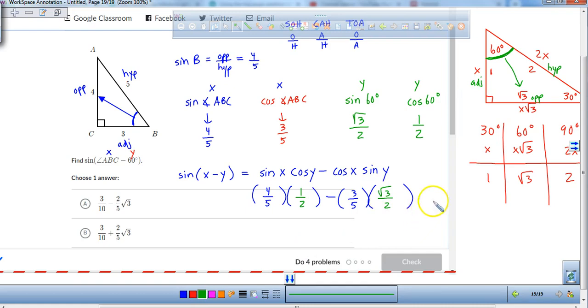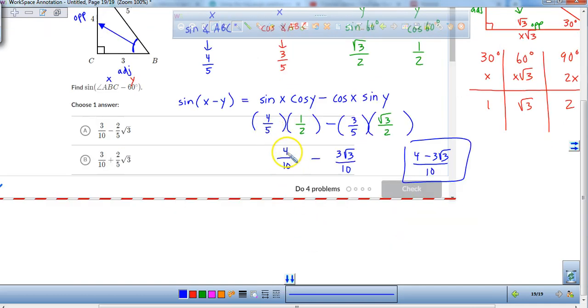And how do we get this? Remember, we got it from the 30, 60, 90 triangle. So now we just multiply things together. 4 times 1 is 4. 5 times 2 is 10. Minus 3 times radical 3 is 3 radical 3. And 5 times 2 is 10. Now you could write this as 4 minus 3 radical 3 all over 10. That's one way you could write it.